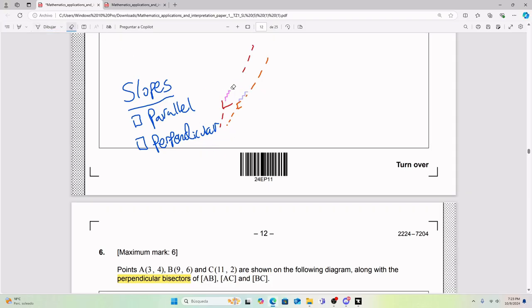For parallel lines, it is very important that we understand that parallel slopes are equal to each other. I use M for slope, M for gradient; slope is the same as gradient. So parallel lines means that the slope of the first one, M1, has to equal the slope of the second one, M2. On the other hand, for perpendicular slopes, the equation is that the slope of the first one times the slope of the second one has to equal -1.